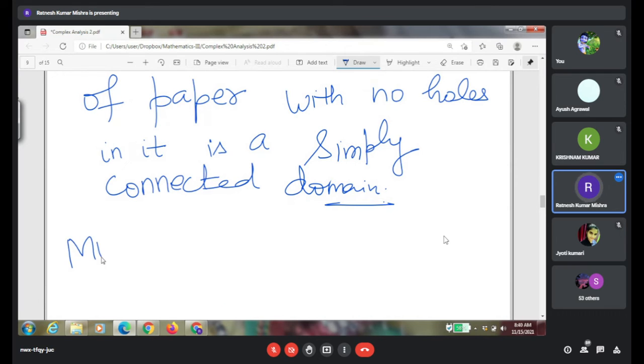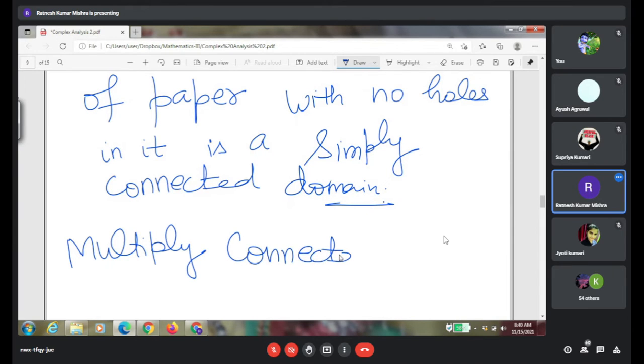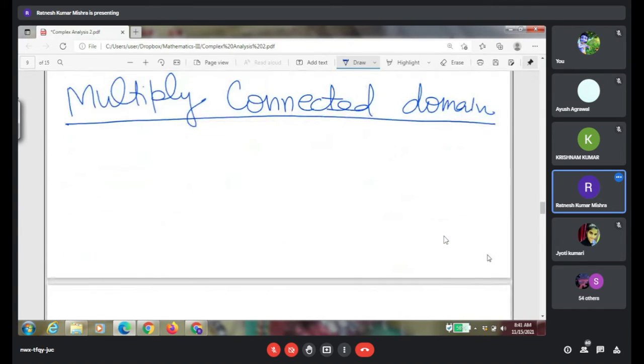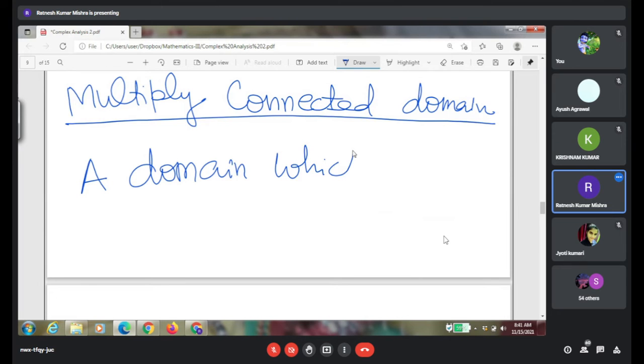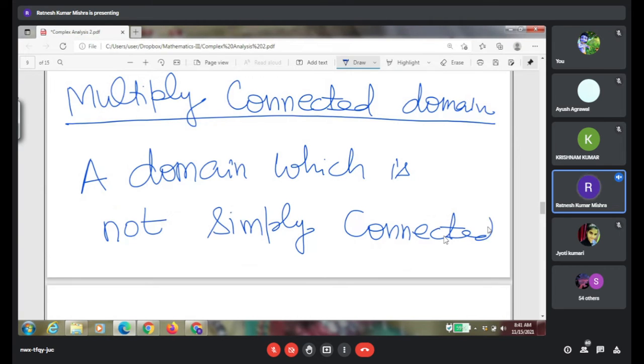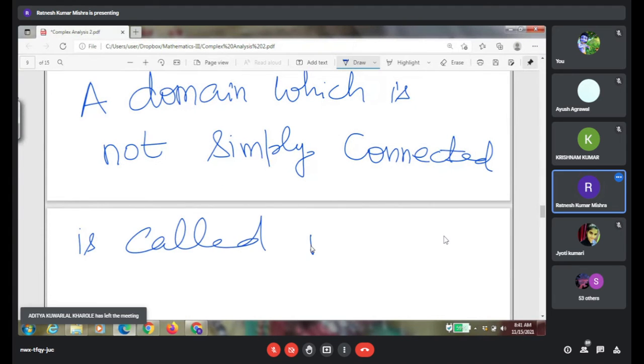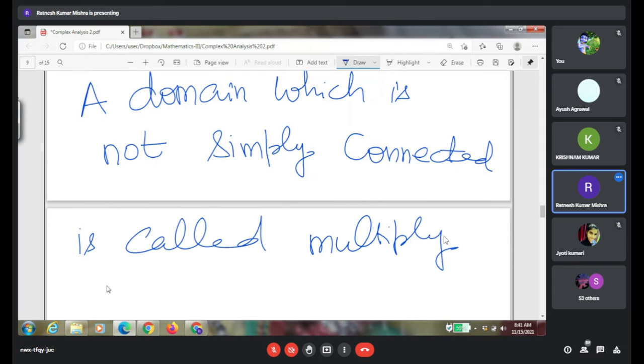And multiply connected. A domain which is not simply connected is called a multiply connected domain.